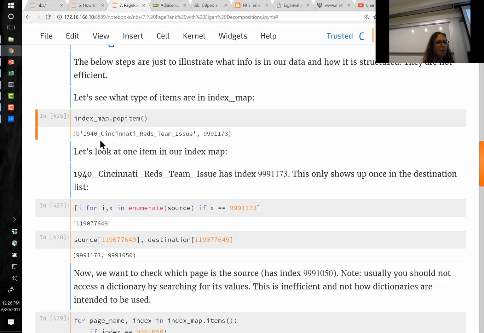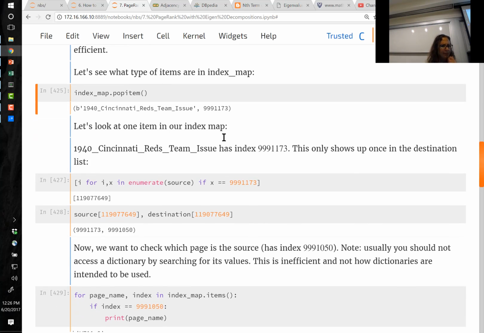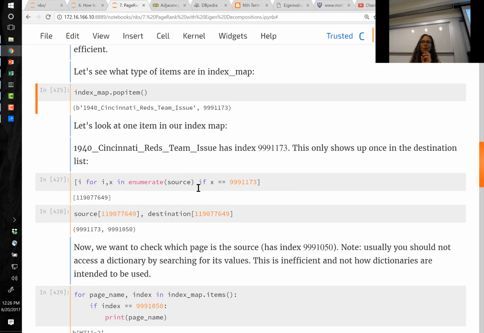But here it says 1940 Cincinnati Reds team issue relates to this index 9991173. So then we've got 2 lists of source and destination, and they're lists of the same length, and they're lists of indices. And so they're telling you, the 7th spot in source is the index of which page is a source pointing to the 7th spot in destination. And this is a very inefficient way to be working with these lists, and I'm doing this to illustrate what they represent, but this isn't how you would actually be using them.